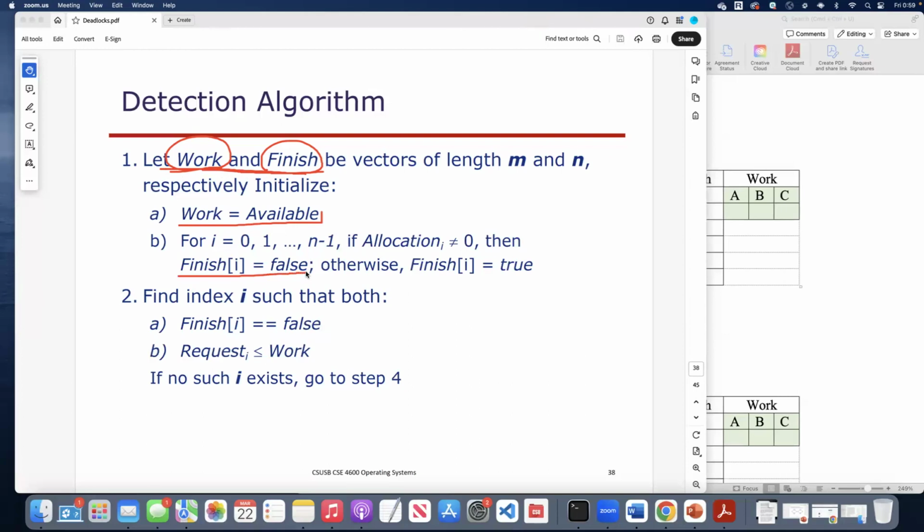Finish indicates if this thread can finish or not. Initial value is false. All the threads are not finished. This is the initialization step. The step 2, we are trying to find a thread Ti such that the thread is unfinished, and also this thread's request is less than or equal to the current available resources. Work indicates the current available resource instances. If the request is less than work, we move to step 3.